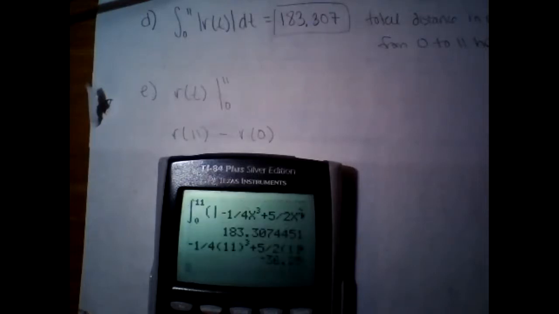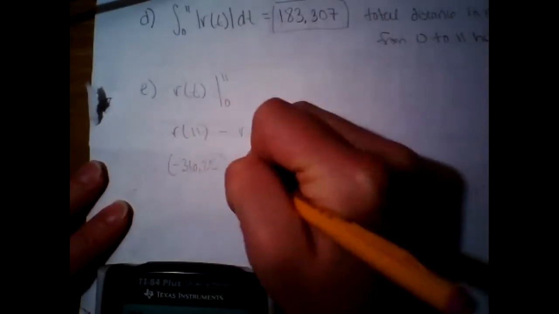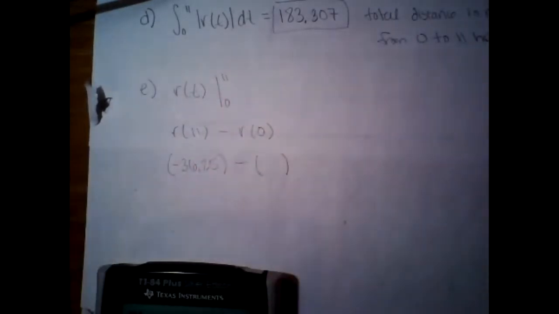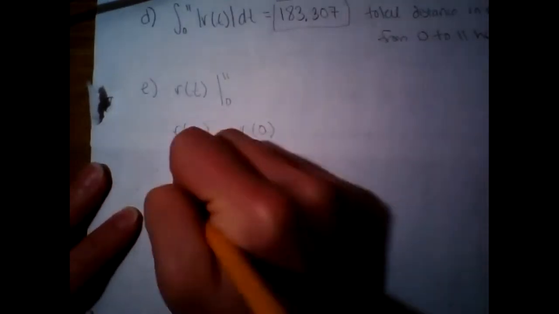All right, that is negative 36.25 minus, and then r of 0, if you plug in 0, you're going to get negative 6. Now you can leave it like that. I'm going to go ahead and simplify that down because it's not going to be too difficult. This will be plus 6, so negative 30.25.